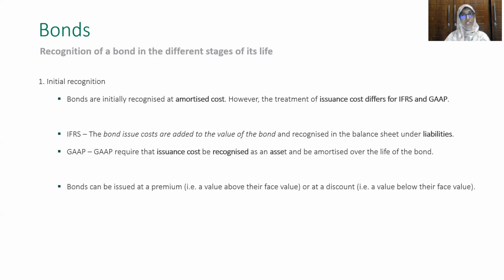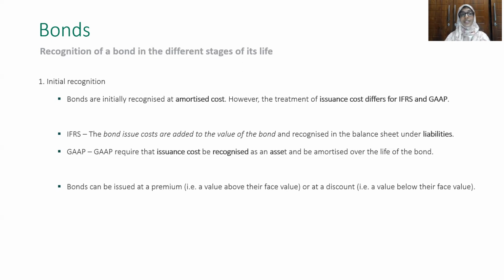When it comes to the issuance cost, the bond issue costs are added to the value of the bond and generally recognized in the balance sheet as a liability. So there is a face value of a bond, right? You take the value of the bond, and then the bond issue cost is added to this particular bond, and then you include it under liabilities. That's how the issuance cost is treated under IFRS.